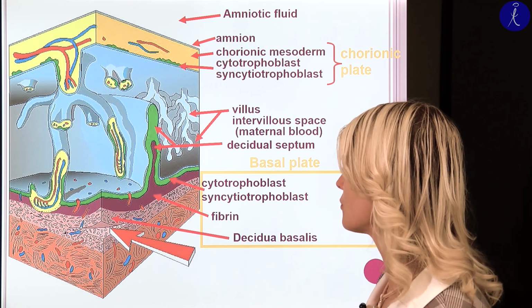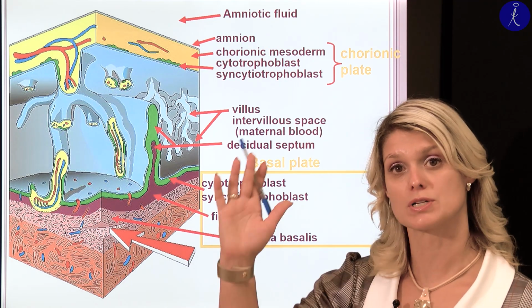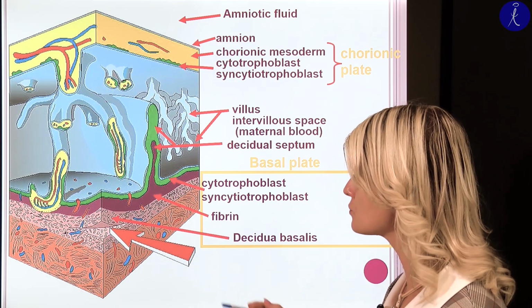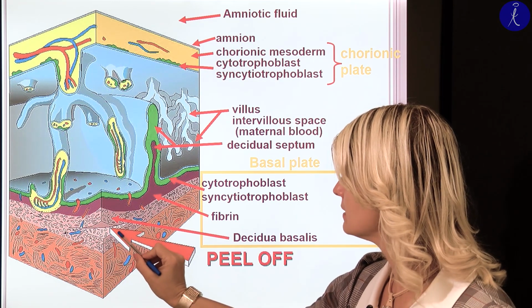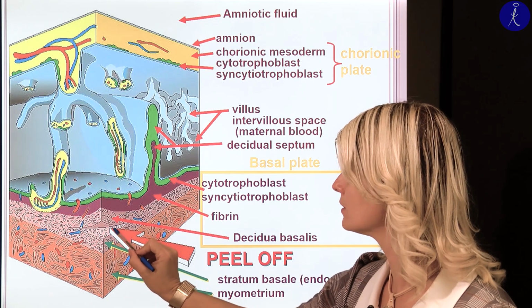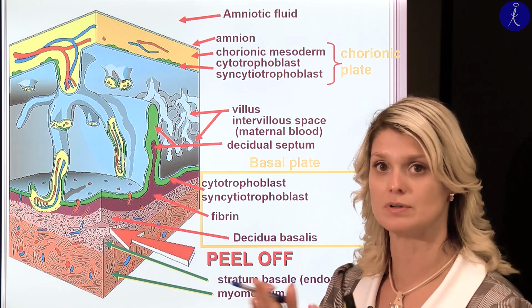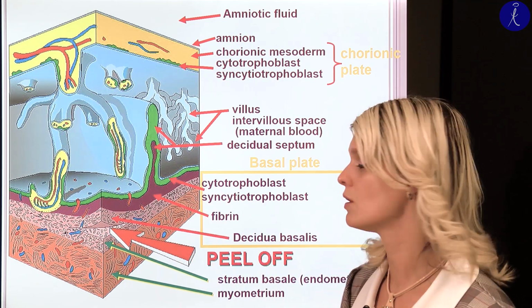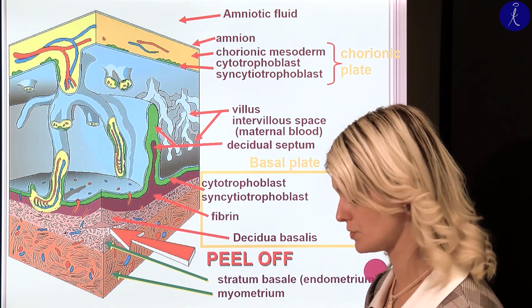After the birth of the baby, of course, the placenta will leave the wall of the uterus. Here you can see the layer where the placenta will be separated from the wall of the uterus.